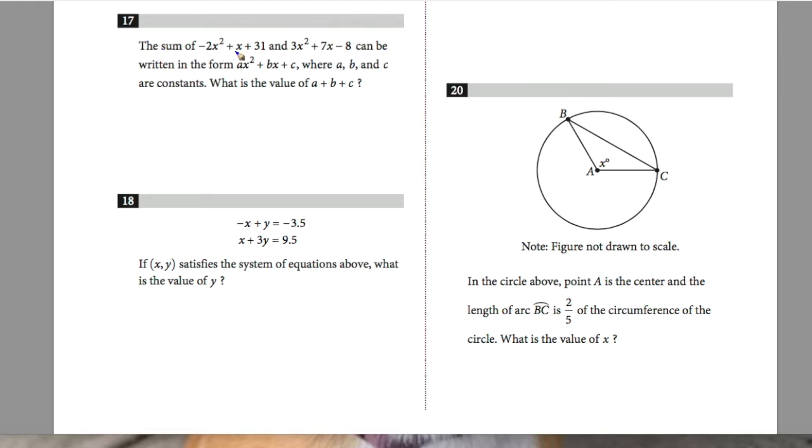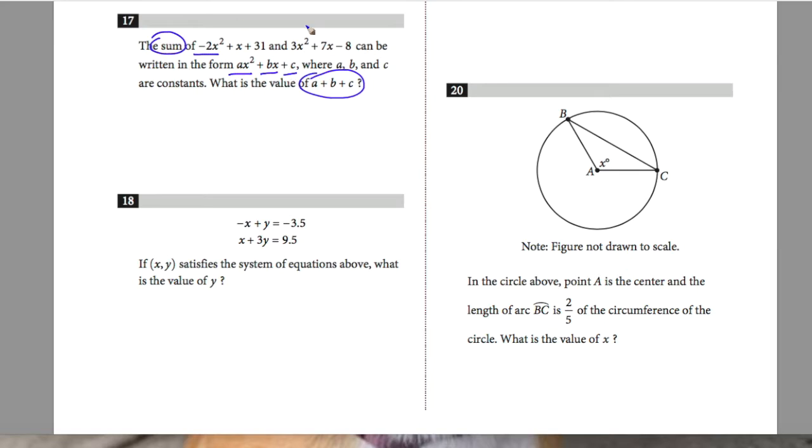Okay, question 17. The sum of negative 2x squared plus x plus 31. And so I'm looking for the sum of adding both of these together. So I'm just going to go through as I read them. It can be written in the form of ax squared plus bx plus c, where a, b, and c are constants. What is the value of a plus b plus c?